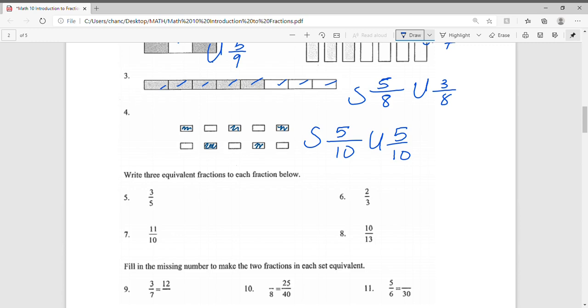In question 5, we want to write 3 equivalent fractions to each of the following below. Now think about this as a fraction. I have a shaded figure here. This is equivalent to 1/2. But if I were to divide it into 4ths, this is equivalent to 2/4, but it represents the same part of the whole. So 1/2 is equivalent to 2/4.